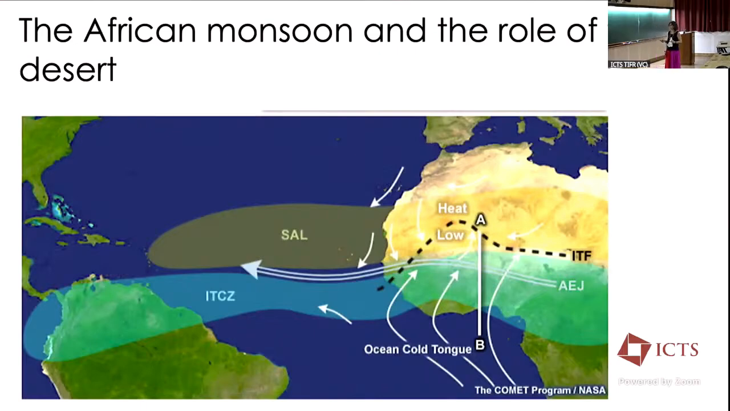So it makes sense to think about the desert as something that does interfere with the advancement of rainfall in Africa. So to orient everybody, here is our ITCZ/monsoon. Here is the desert. This is labeled as Sahara air layer, and the rest we'll encounter later.